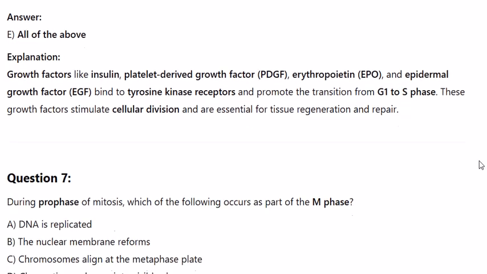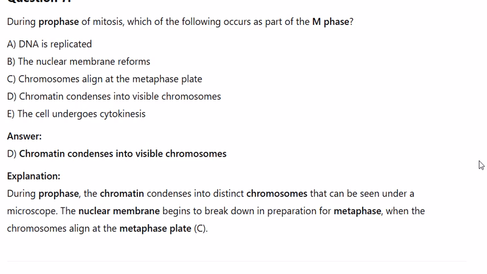Question 7. During prophase of mitosis, which of the following occurs as part of the M phase? A. DNA is replicated. B. The nuclear membrane reforms. C. Chromosomes align at the metaphase plate. D. Chromatin condenses into visible chromosomes. E. The cell undergoes cytokinesis. Answer. Chromatin condenses into visible chromosomes.